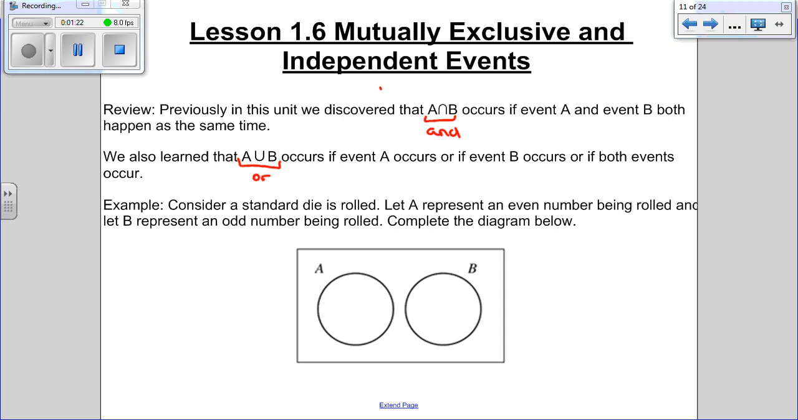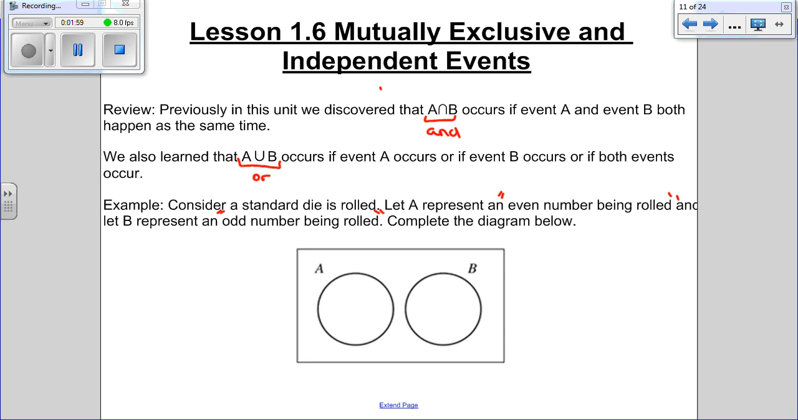So an example, a standard die is rolled. Remember, a standard die has 6 sides. So a 6-sided die is rolled. Let A represent an even number being rolled. So group A is an even number being rolled. Let group B represent an odd number being rolled. So we took a die, we rolled it. Event A is we got an even number, event B is we got an odd number. Fill out the diagram below for what possible results could be in group A or group B.